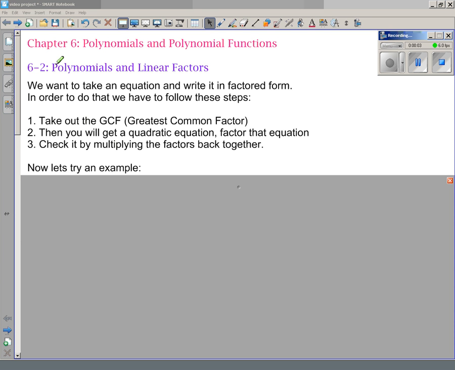Chapter 6, Polynomials and Polynomial Functions. 6-2, Polynomials and Linear Factors. For problems like these, we want to take an equation and write it in factored form. In order to do that, we have to follow these steps.